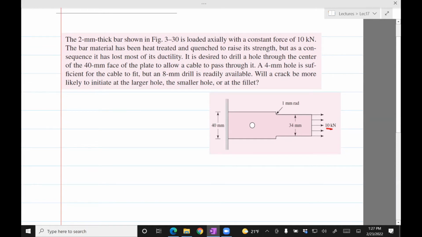The bar material has been heat treated and quenched to raise its strength, but as a consequence, it has lost most of its ductility. It is desired to drill a hole through the center of the 40 mm face of the plate. This hole allows a cable to pass through it. A 4 mm hole is sufficient for the cable to fit, but an 8 mm drill is readily available. Will a crack be more likely to initiate at the larger hole, the smaller hole, or the fillet?